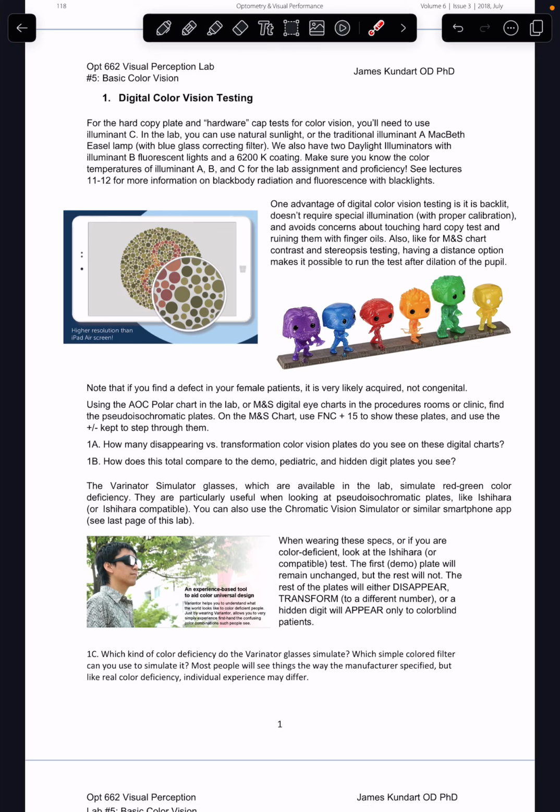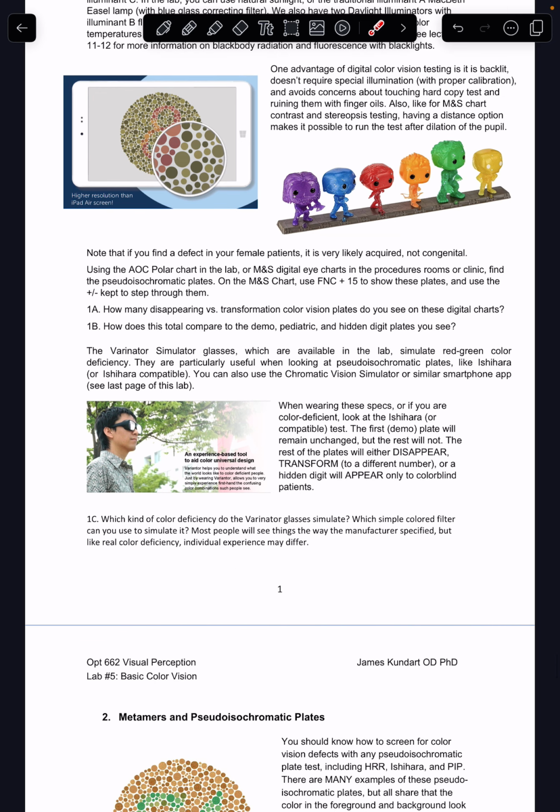Alright team, I'm going to try to go through this as quick as I can. Definitely review the lecture videos on color vision, and then there's 2 chapters in the Schwartz textbook that talk about this. I'm going to be pulling some of the images from there. As we walk through this lab, I might come back and scroll through this lab a little bit and talk about it.